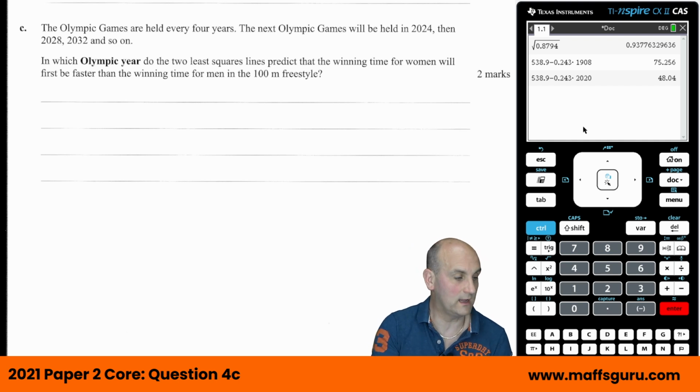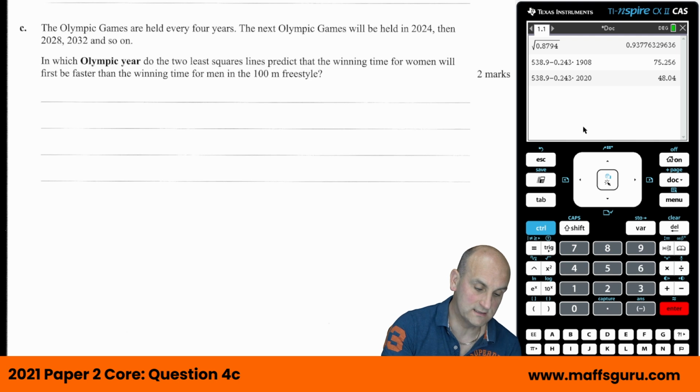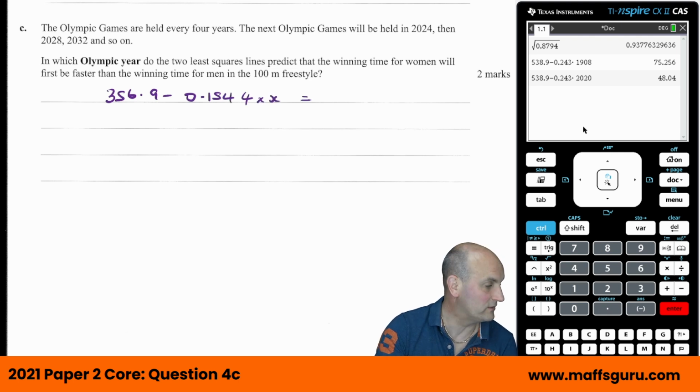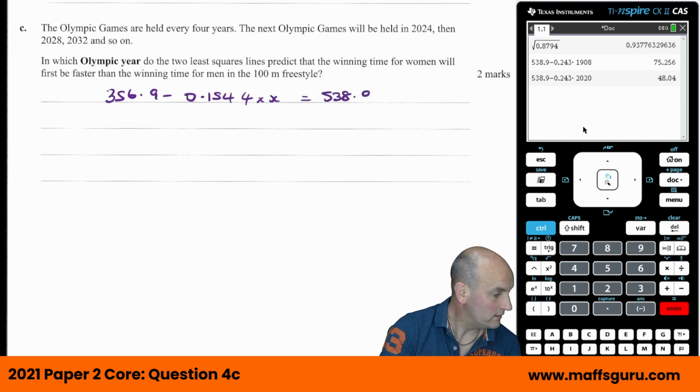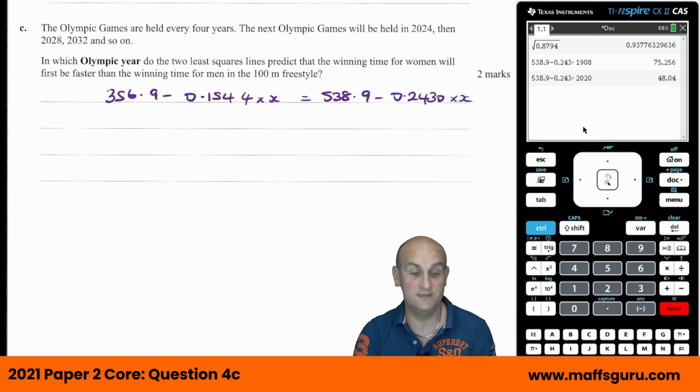So I was like, oh, okay, so in this situation, let's solve for when the times are the same. Right? We will solve for when the times are the same. And all I did there was put the 2 equations together. So I put 356.9 minus 0.1544, and I called the year equal to x. I put it equal to 538.9 minus 0.2430 times x, and I just put that into my calculator and solved it.